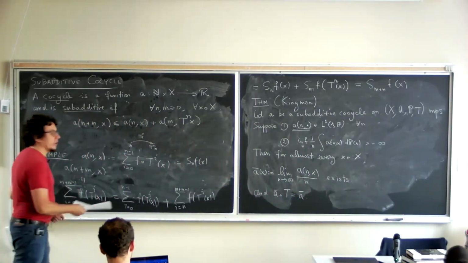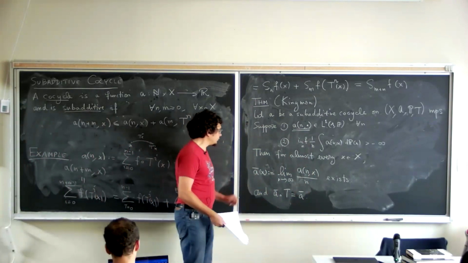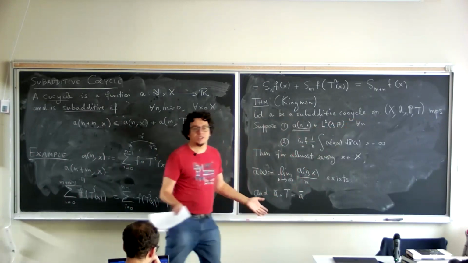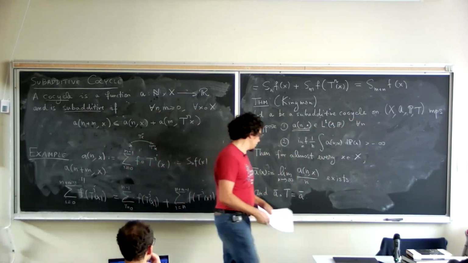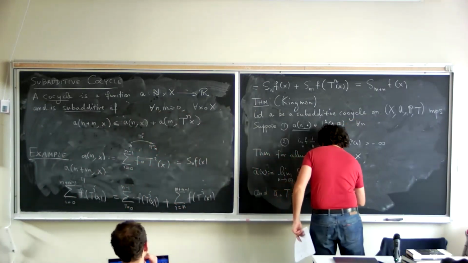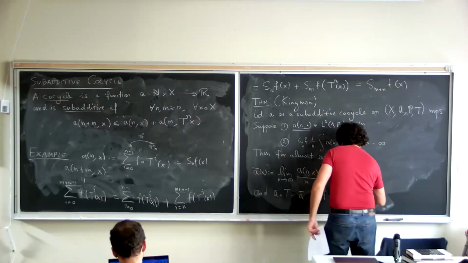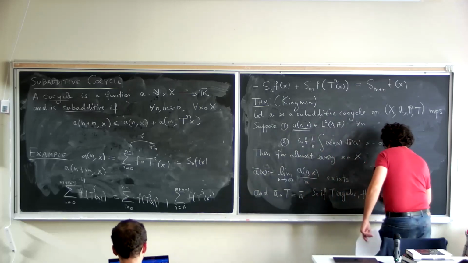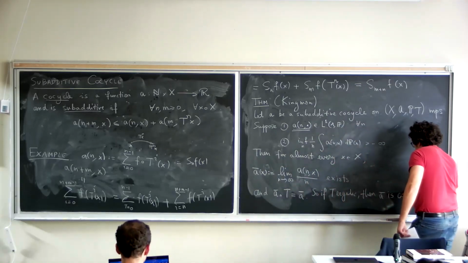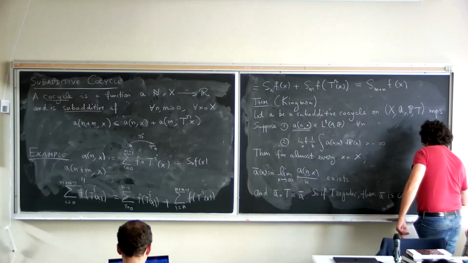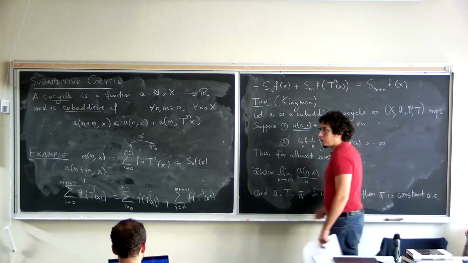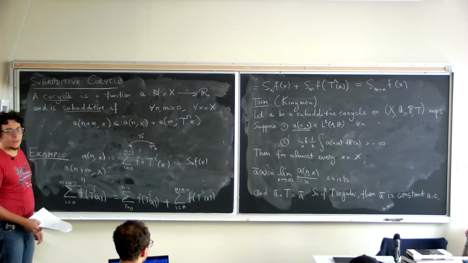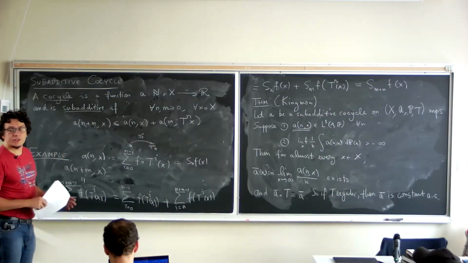So it's also in there. And again, the good thing here is that if T is ergodic, a bar is constant. So if T is ergodic, then a bar is constant almost surely. Any questions?